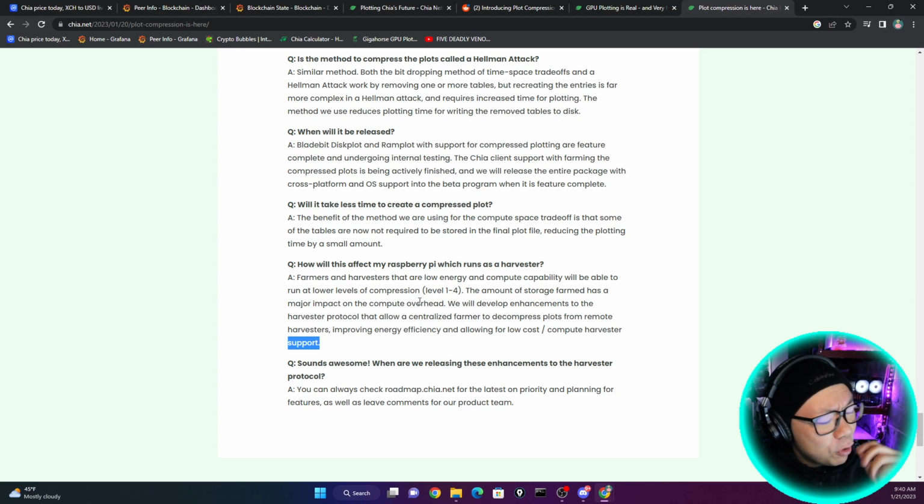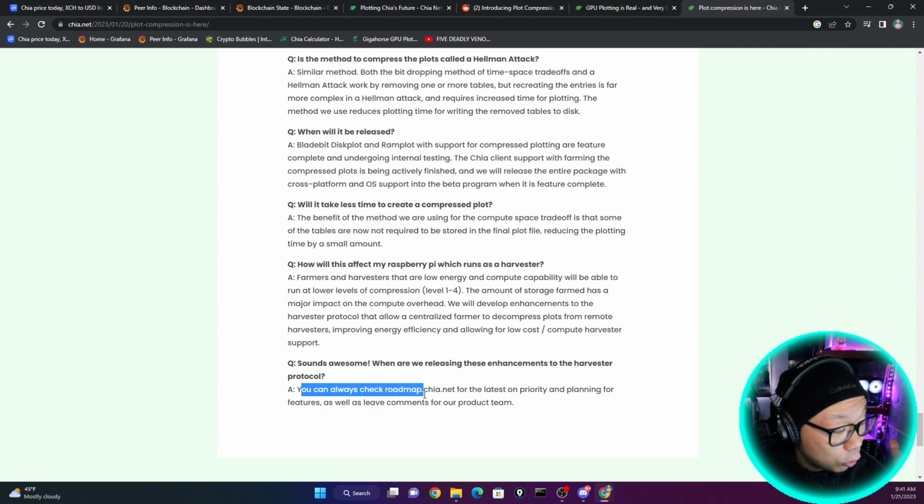I'm thinking if you use a Raspberry Pi, honestly, people are doing it now on the zero compression plots. Wouldn't they just leave it at that? Is the Raspberry Pi that capable to farm level 1 through 4 plots? I mean, someone will have to test that. I haven't messed with a Raspberry Pi in regards to Chia. Sounds awesome. When are we releasing these enhancements to the harvester protocol?